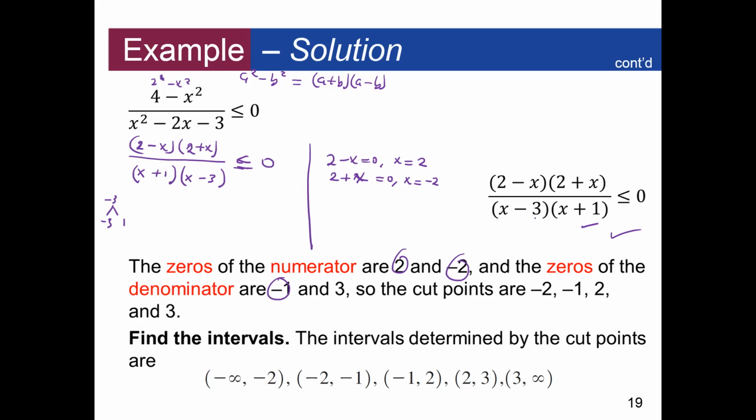And then positive 3 from the factor x minus 3. All right, so these are the zeros. There are 4 of them: negative 2, negative 1, 2, and then positive 3.